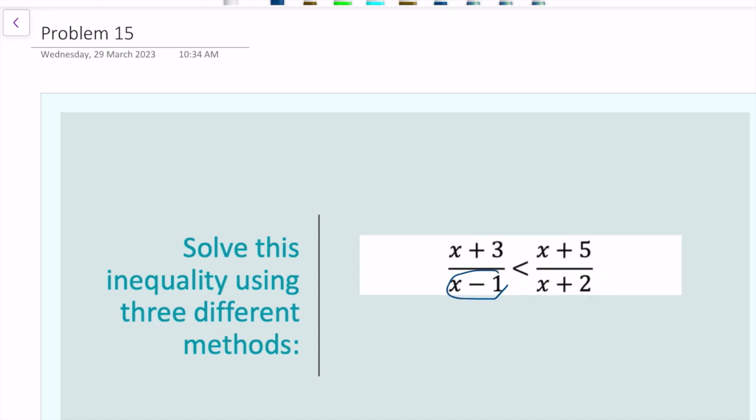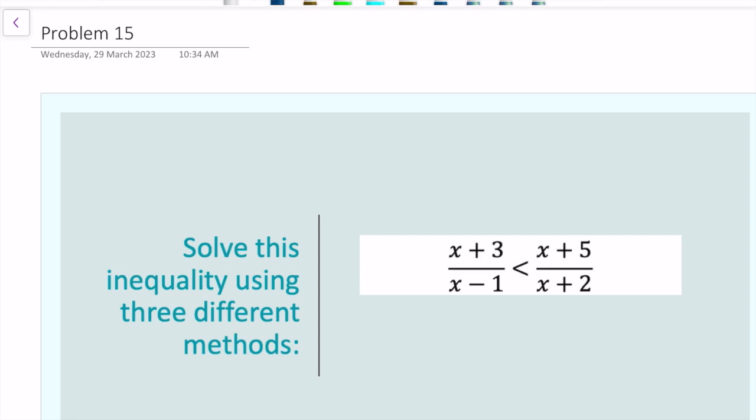But if we pick an x value that makes one of the denominators or both of them negative, then we need to take care because we know that inequalities flip around. For example, 2 is clearly less than 5, but negative 2 is not less than negative 5. So when we're multiplying through by a negative number or dividing by a negative number, the inequality flips. You'll have that knowledge because that's covered in NCEA level 1.